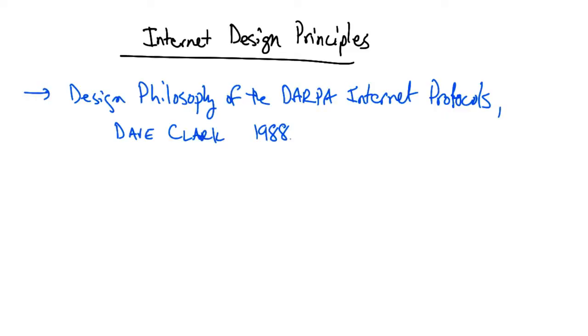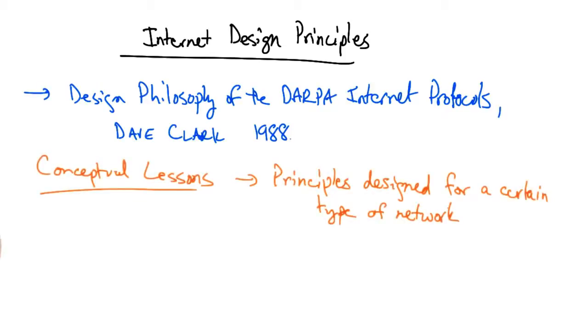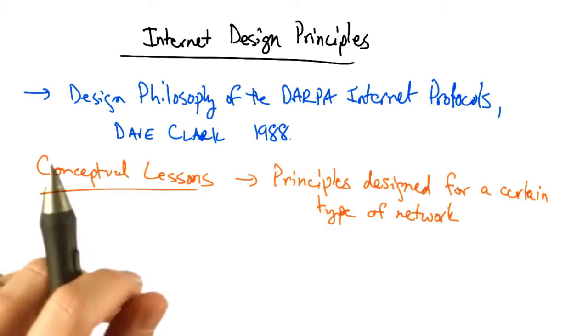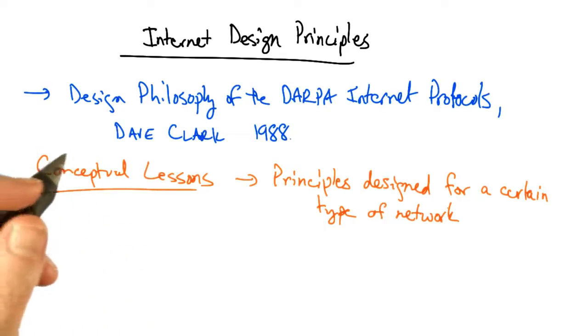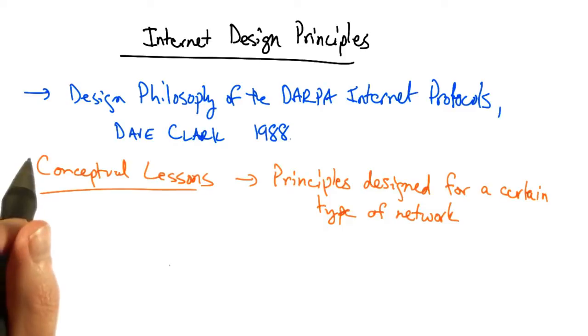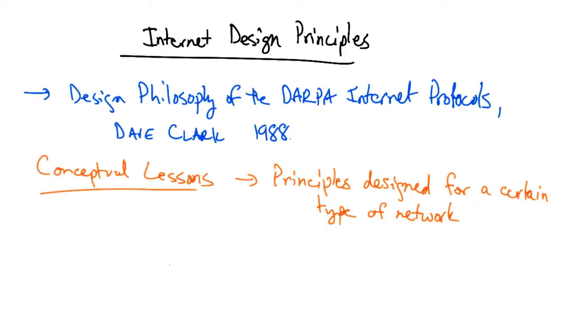Before we jump into any details, let's talk about some of the high-level lessons. One of the most important conceptual lessons is that the design principles and priorities were designed for a certain type of network. And as the Internet evolves, we are feeling some of the growing pains of some of those choices. In the last lesson, we talked about a number of the problems and growing pains with the Internet. And it's worth bearing in mind that many of the problems that we are seeing now are a result of some of the original design choices.